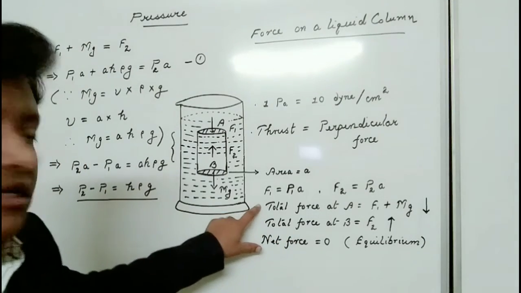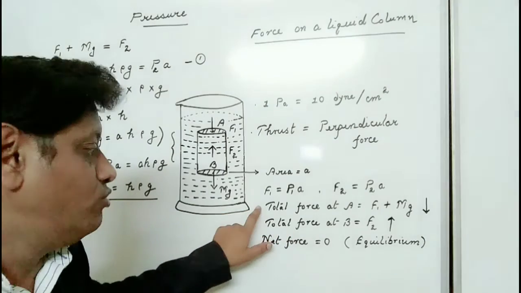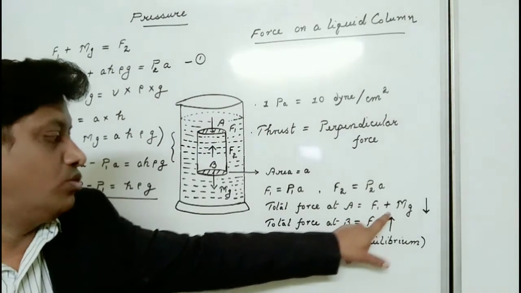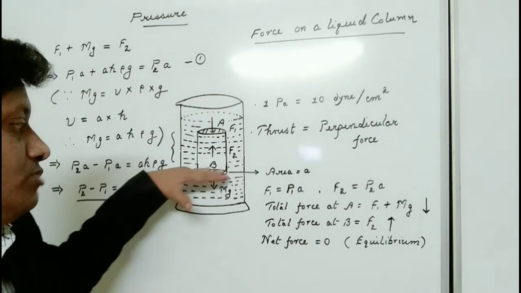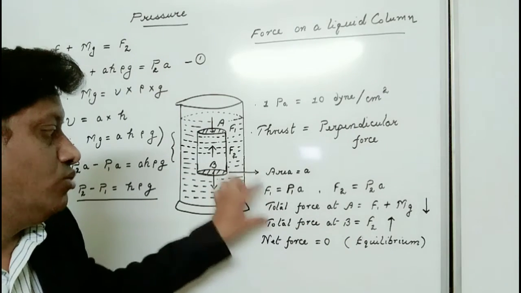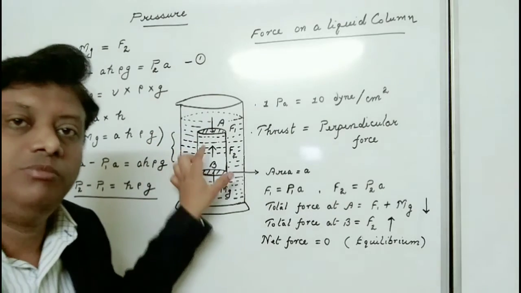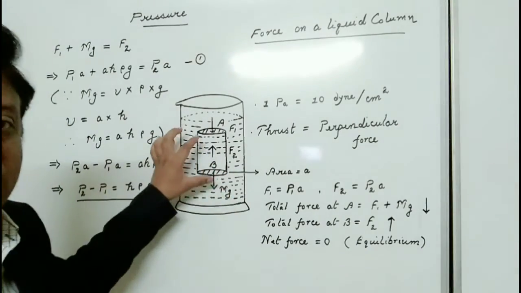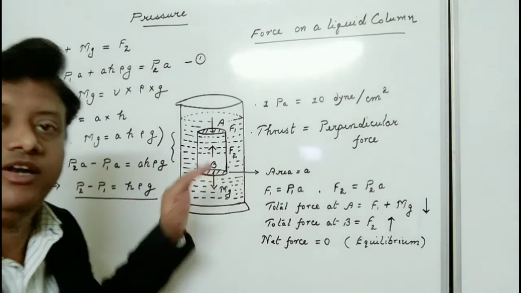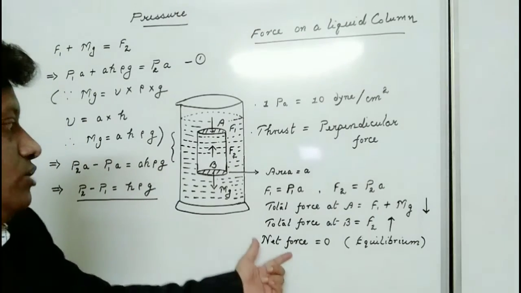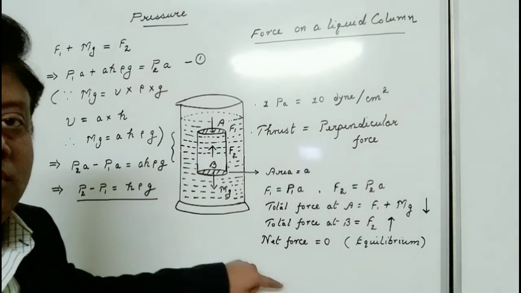Now let us see again here. The total force at point A, at this face, is given by F1 plus mg. The total force at B, that is the bottom surface, is given by F2, and the net force on this cylinder will be 0. Why is the net force 0? Because this cylinder is in an equilibrium state. This cylinder is stable, the water is not moving at all. So we can say that the net force acting on this body is 0.